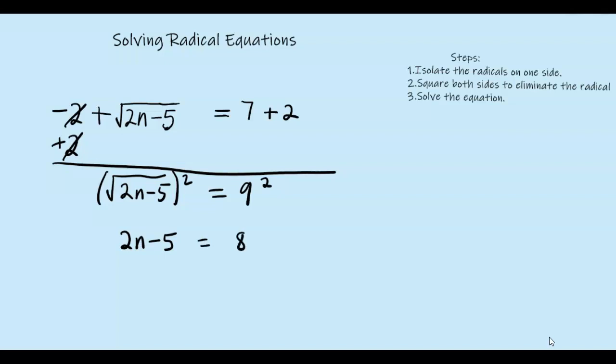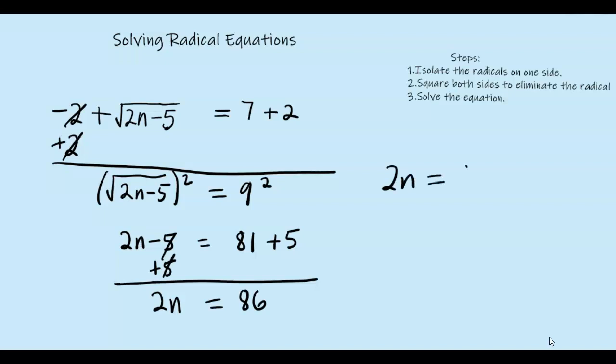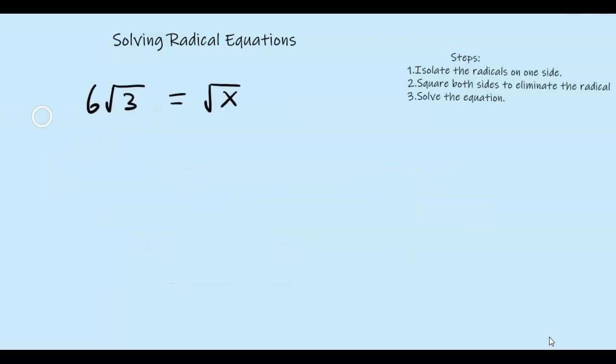9 times 9, 81. We need to get rid of this negative 5. We want to make it 0, so we add 5. And repeat the same thing here. It goes away, we get our 2n, and we get 86 here. 2n equals 86. It's multiplying, so we divide. What number are we going to multiply to get 86? Which is when we divide by 2, repeat the same thing here. Our n is equal to 43. We have been given 6 outside the square root of 3 equals the square root of x.